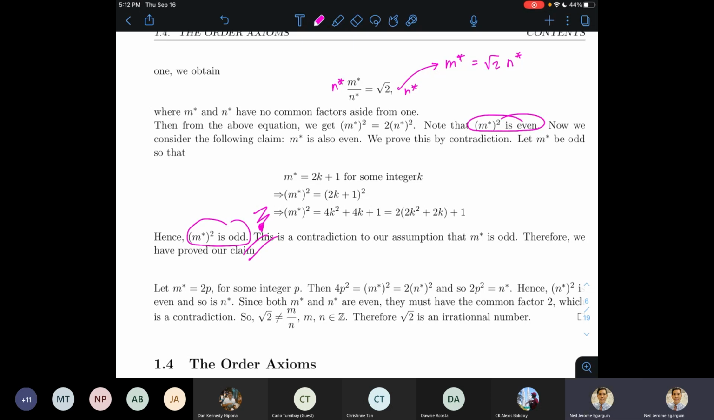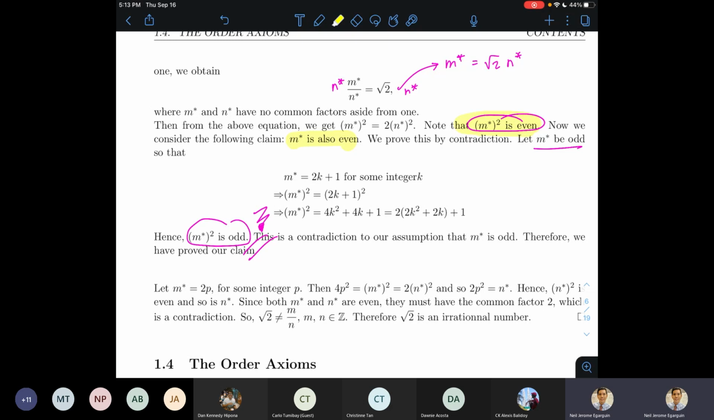So that means kung totoo na si m star ay odd, dapat odd din si m star squared. But we already know that m star squared is even from our earlier result. So to maintain consistency with this system, we should conclude that m star is even. Kasi kung odd siya, mali na yung na-derive natin kaninang truth. So guguho na yung argument natin. But to keep this argument intact, then that means we are forced to assume that m star is what? Is even, or m star is even.